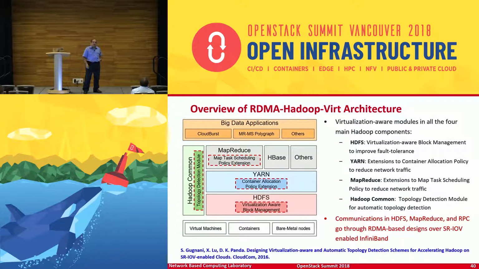So, what we have done is exactly what I tried to show you in the MPI world. If you take a look at the Hadoop stack, we have HDFS, the Hadoop Distributed File System, and Hadoop Common. We have introduced these dotted boxes: virtualization-aware block management, container allocation, policy extension, task scheduling, and a topology detection module, exactly what we did on the MPI side. We are able to move it into this.